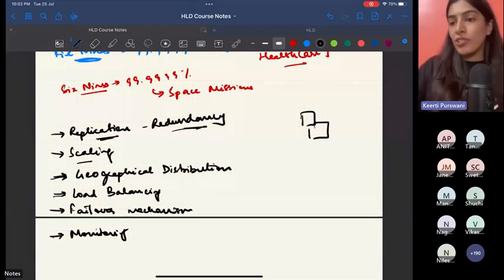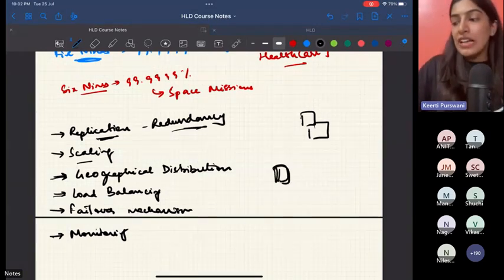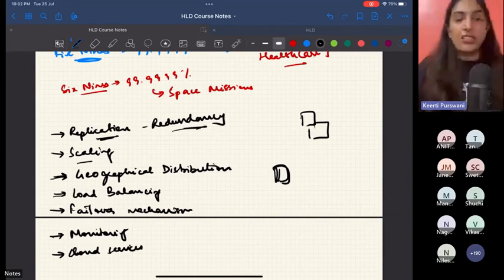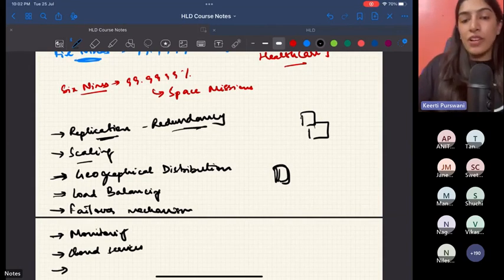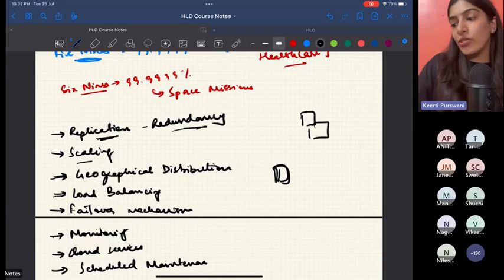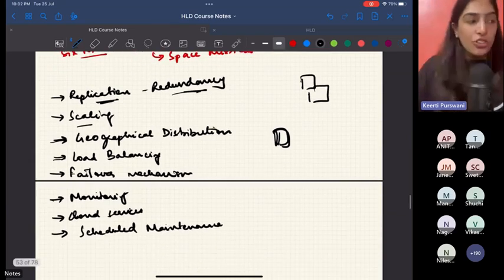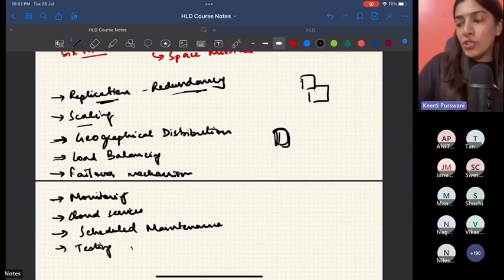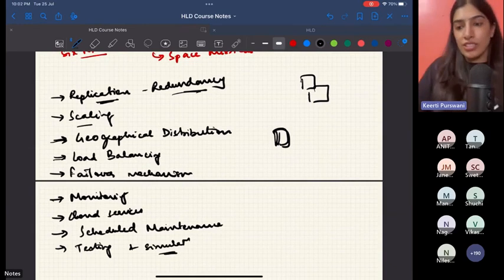A lot of people will just host one server. Instead of doing that, try to use cloud services, because they are already distributed solutions. There are already solutions that are going to help you out with high availability. Or you could do scheduled maintenance, where you check that everything is running properly. You are probably going to have some testing, simulation. A lot of companies simulate the worst case situations.